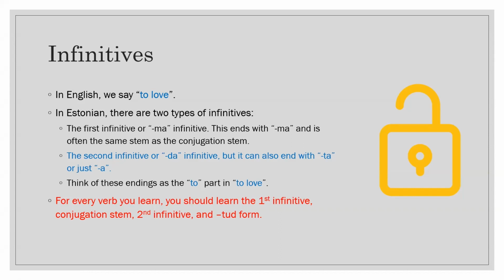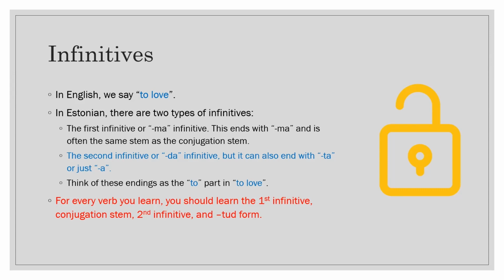In Estonian, there are two types of infinitive, the first infinitive and the second infinitive. The first infinitive always ends with the letters MA. The second infinitive is also called the DA infinitive, but it can also end with TA or just A. Think of the to part in to love as the endings in these infinitives, the MAs or the DAs. Since there are two of them in Estonian, when we say to love in a sentence, we have to decide which one of the infinitives we use. That's what this video is about.